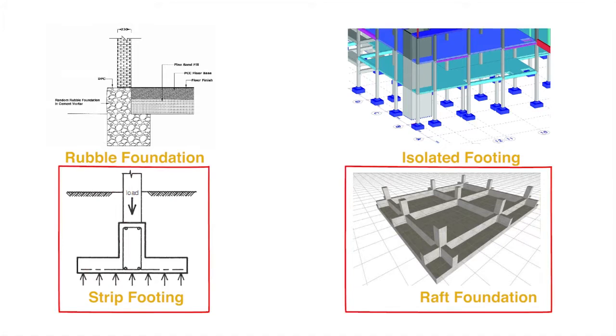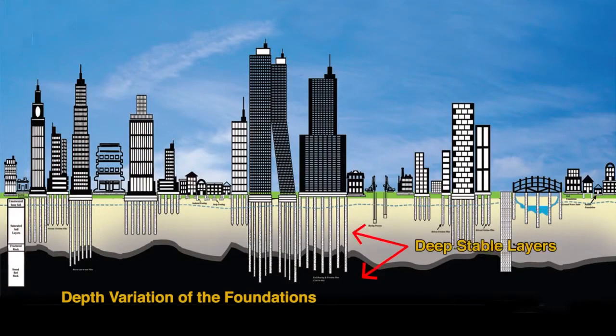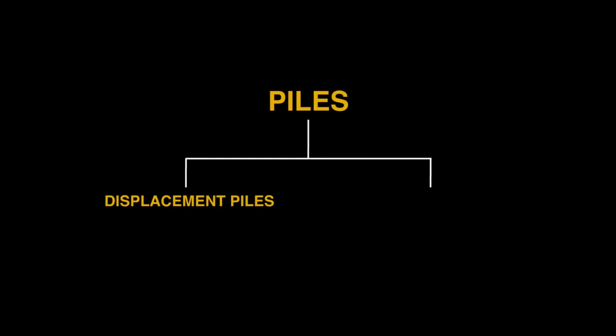These foundation types cannot be used when building high-rise buildings, since their design loads are quite high, and in this case the load should be transferred to deep stable layers of the ground. This is why we use the method called pile foundation. Pile foundations can be classified as displacement piles and replacement piles.